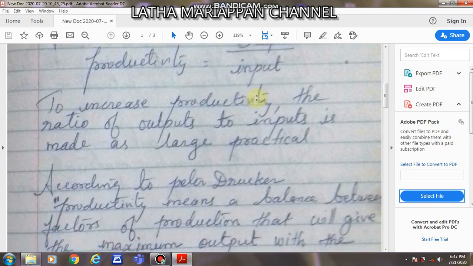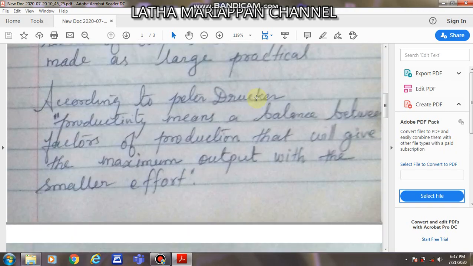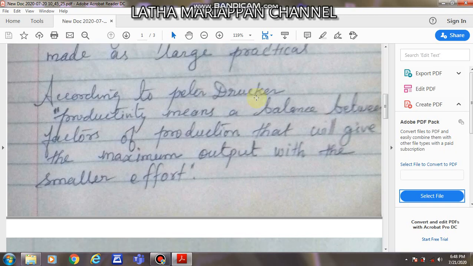According to Peter Drucker, productivity means a balance between the factors of production that will give the maximum output with the smallest effort. When we get a maximum output, we get a maximum profit with a smaller effort. So it is called productivity according to Peter Drucker.